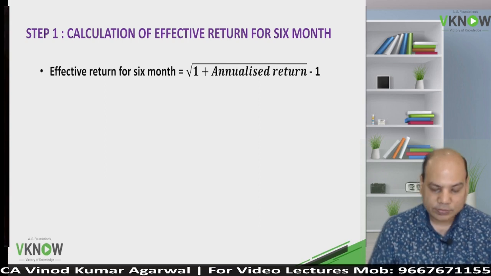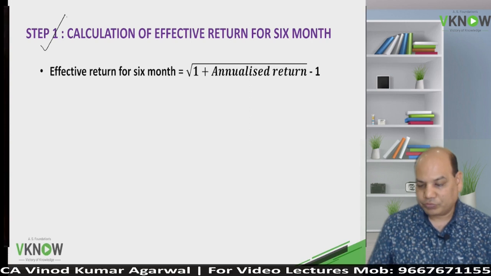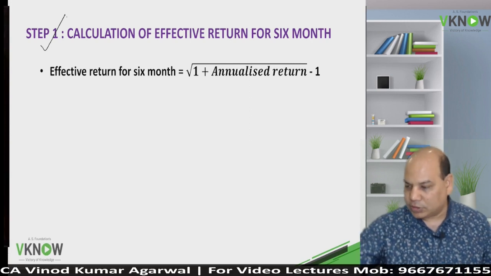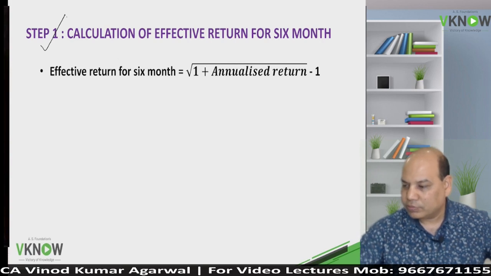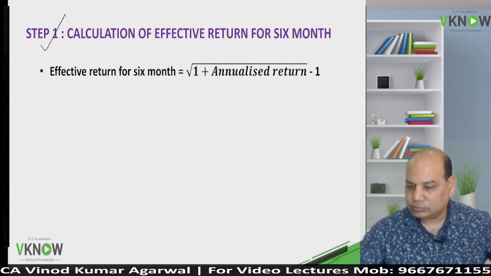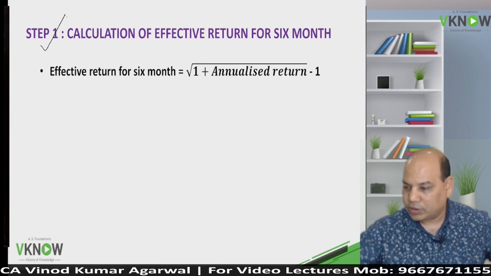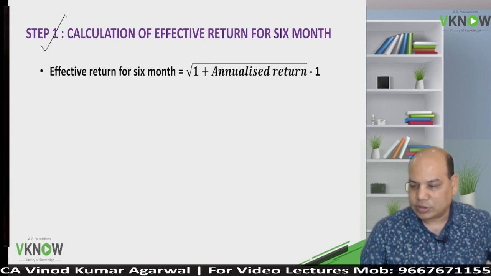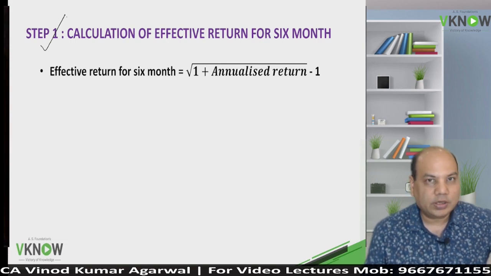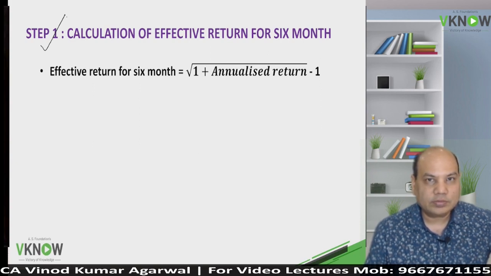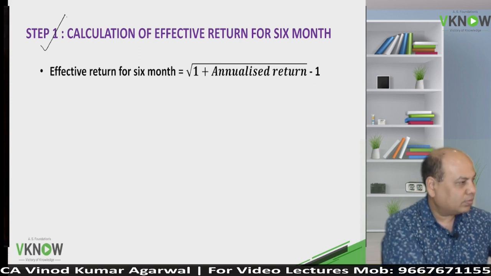So write down please. Calculation of effective return for 6 months. Under that, write down effective return for 6 months equal to under root 1 plus annualized return minus 1.